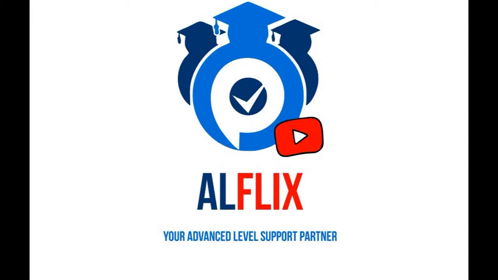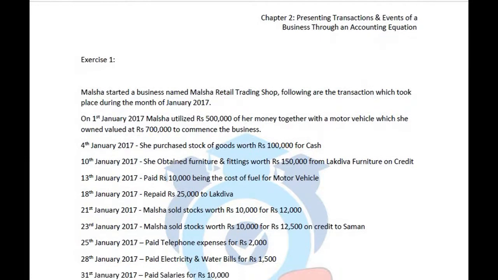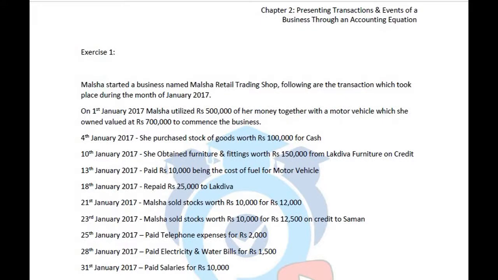Today we are meeting to discuss an example on how to make entries in an accounting equation. Let us look into our first example. The scenario is Malsha starting a business named Malsha Retail Trading Shop. Following are the transactions which took place during the month of January 2017.